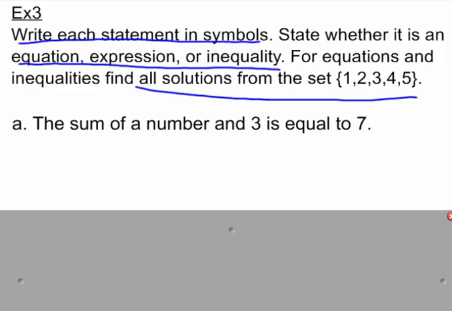So I want to write each statement in symbols first. Things I look for: is equal to, or is greater than, is less than or equal to. That will tell me, is it an equation, an inequality, or an expression if it doesn't have anything. In this case, is equal to means equal, so it's an equation. What's on the right-hand side? It's equal to 7. On the left-hand side, I have sum. Sum means adding. So what two things am I adding here?